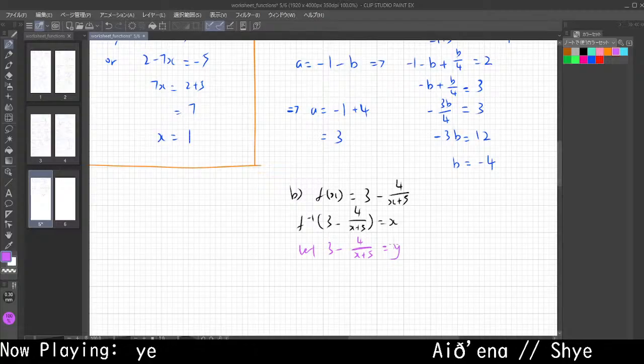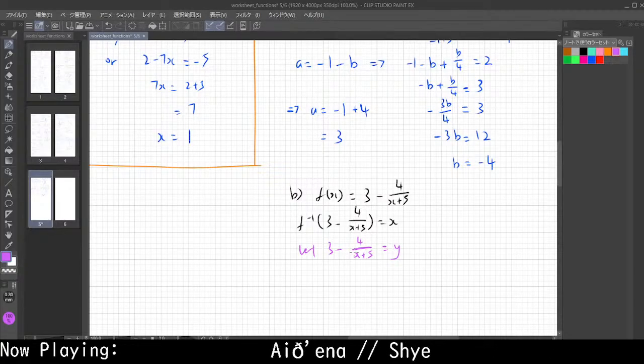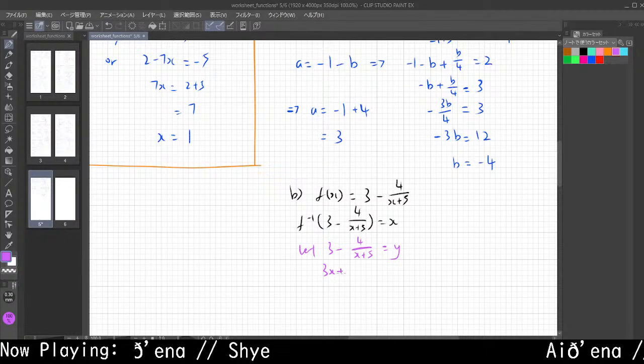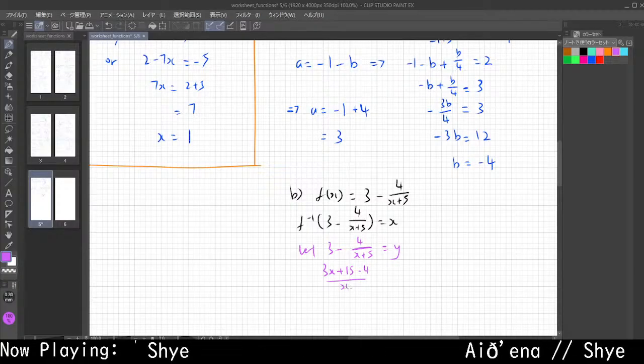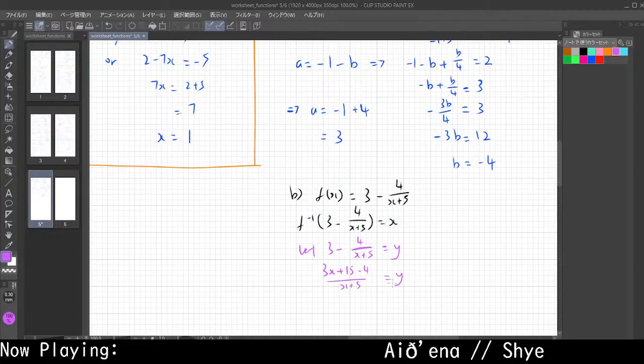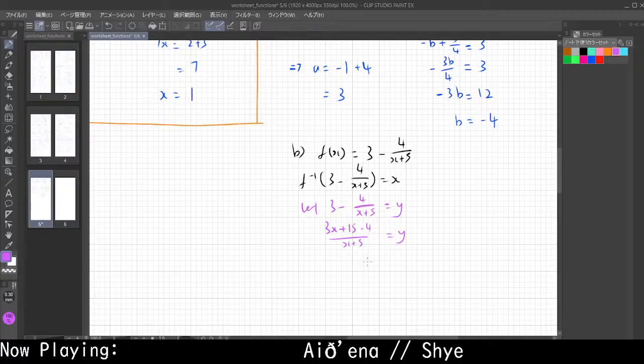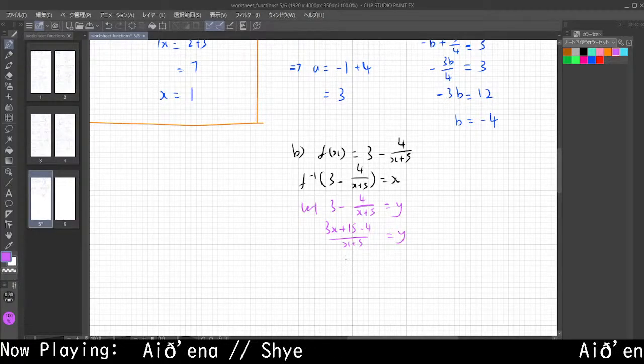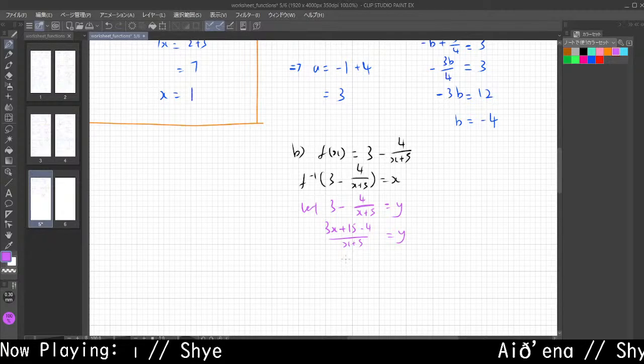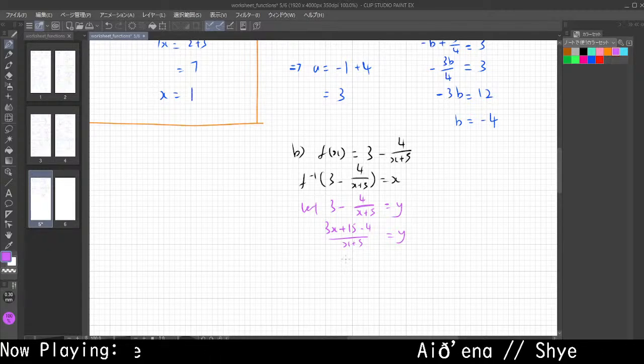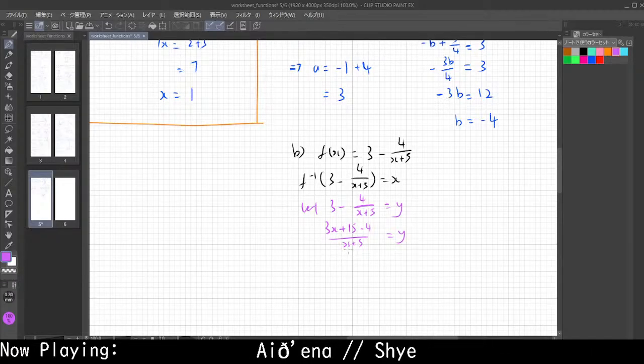Okay, this might prove to be relatively tedious, so let me first combine the left hand side into one fraction. So (3x + 15 - 4)/(x + 5) = y. Okay, we can write this. x + 5 I can move over to the other side to multiply with my y. So I get, let me just see.